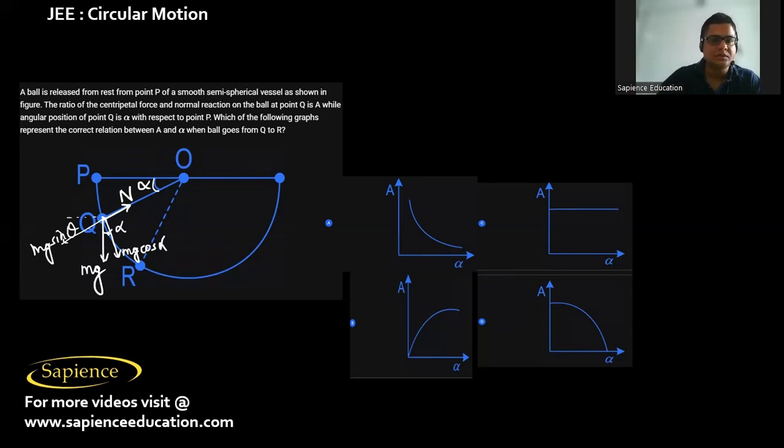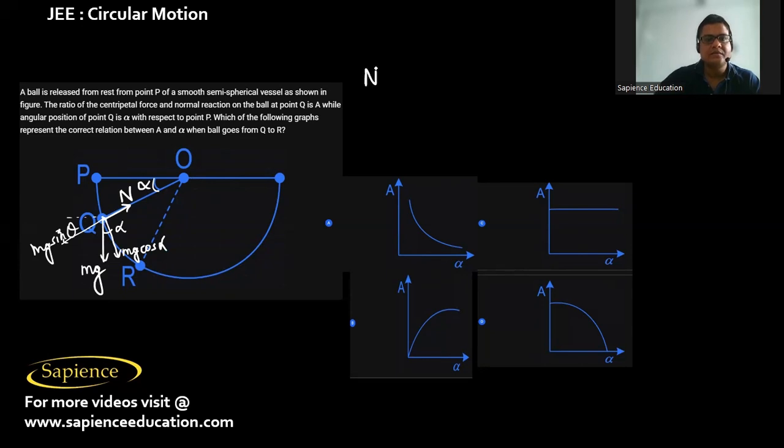This is alpha. This is 90 minus alpha. This is alpha. Okay. So therefore, which of the following graphs represent the correct relation in between A and alpha when the ball goes from Q to R?